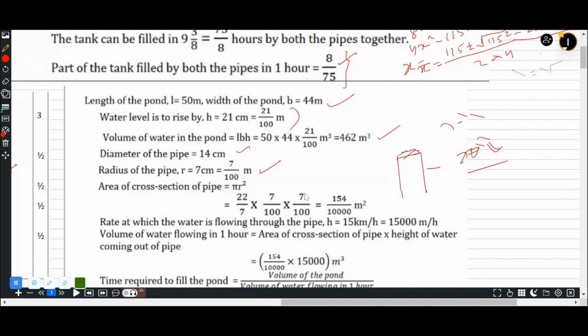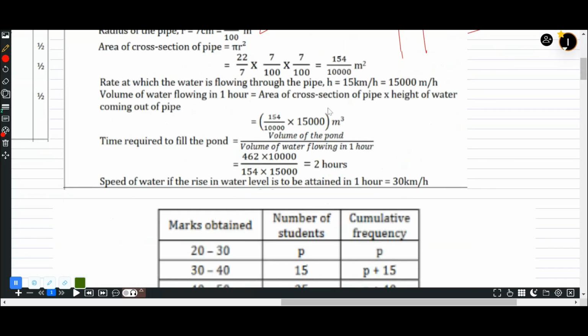So pi r square h has to be equal to the volume of the cuboid. The cross-sectional area is 22 by 7 into 7 by 100 into 7 by 100, which is equal to 154 by 10,000 meter square. The rate at which water is flowing through the pipe is 15,000 meter per hour. So what is the volume of the water that will flow through in 1 hour? We'll multiply the cross sectional area with 15,000, the height. And here is the cuboid's volume. So how much time will it take? It will take 2 hours.